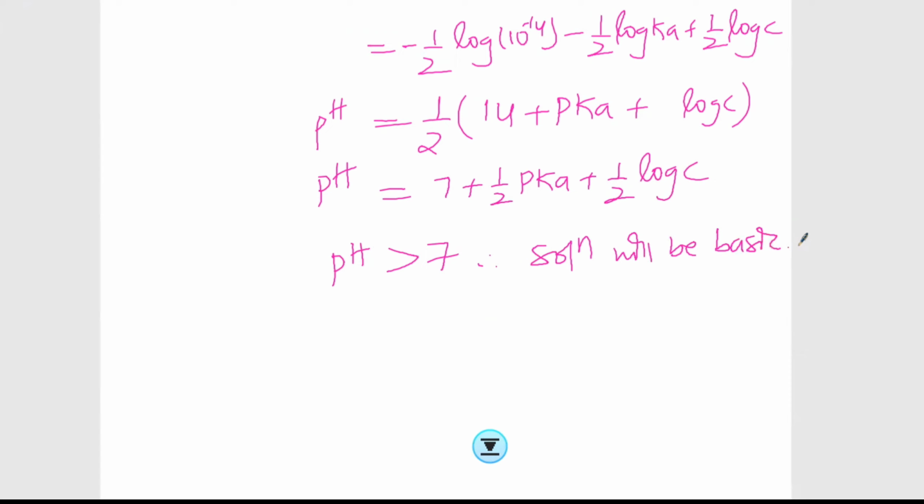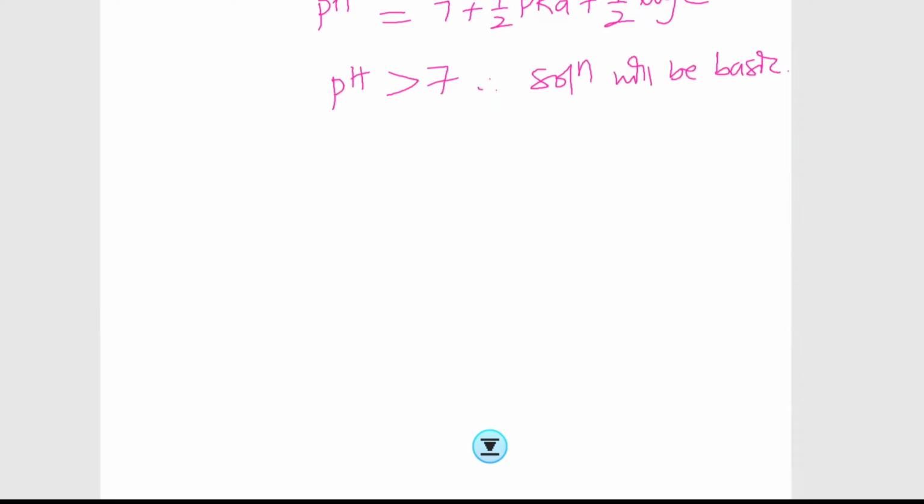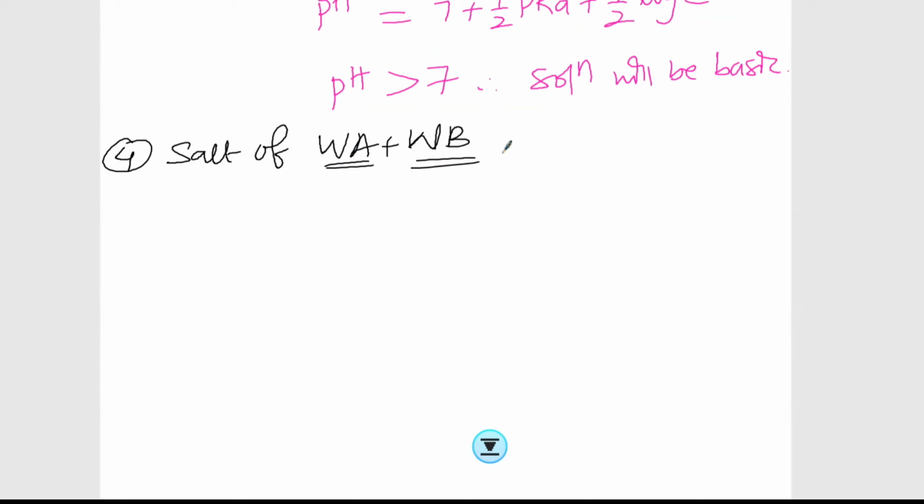So this is about the salt of a weak acid and a strong base. Now let us see the fourth category, the salt of a weak acid plus a weak base. Both are weak, so both are involved in hydrolysis. So the weak acid example is what? Same, CH3COOH. I'm going to take CH3COOH.